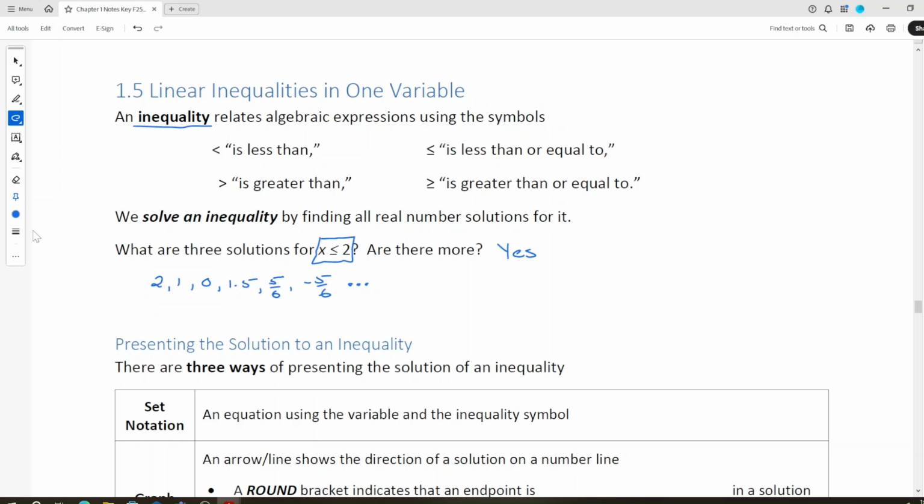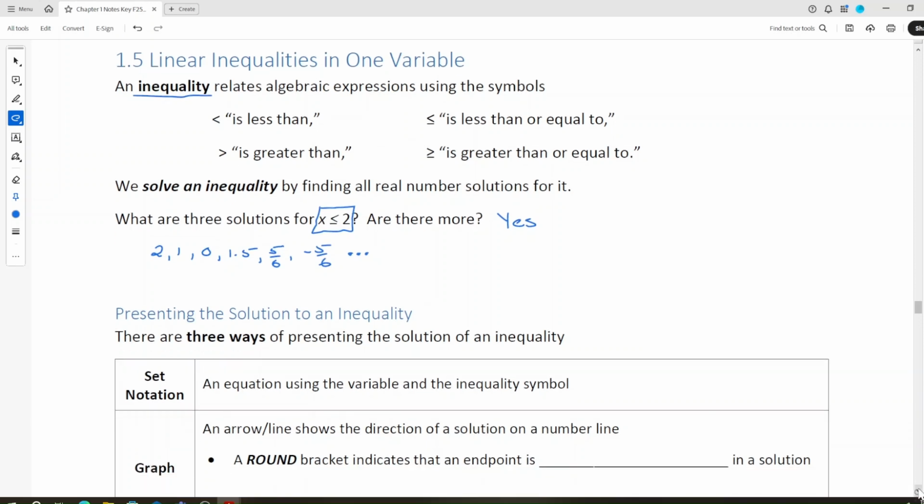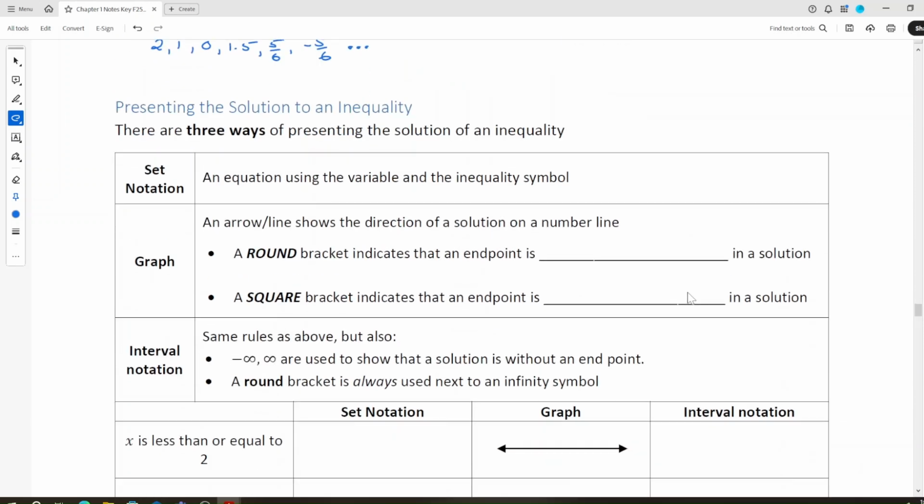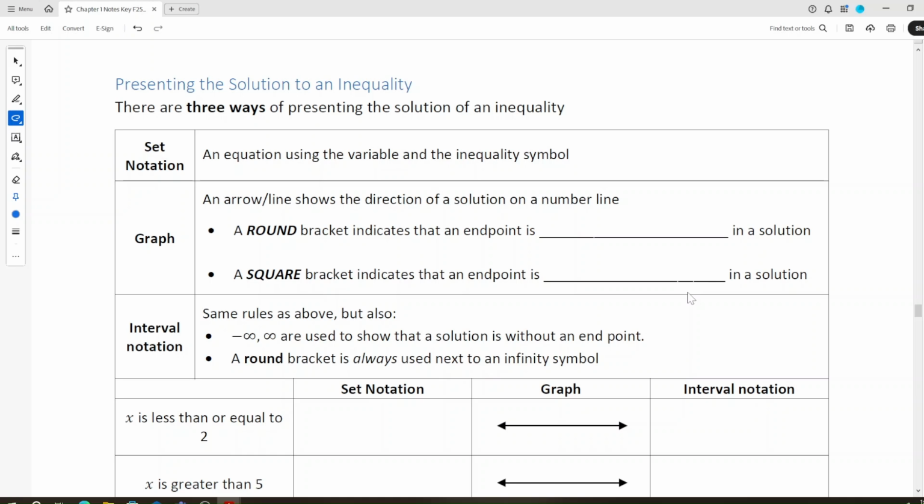So what we do for linear inequalities is we write the answer as a general statement, something like x is less than or equal to 2. And then we know that x can be multiple things. They just have to be less than or equal to 2. But we have two other ways of displaying this answer as well. So when you are presenting the solutions to an inequality, there are three ways of presenting the solution.